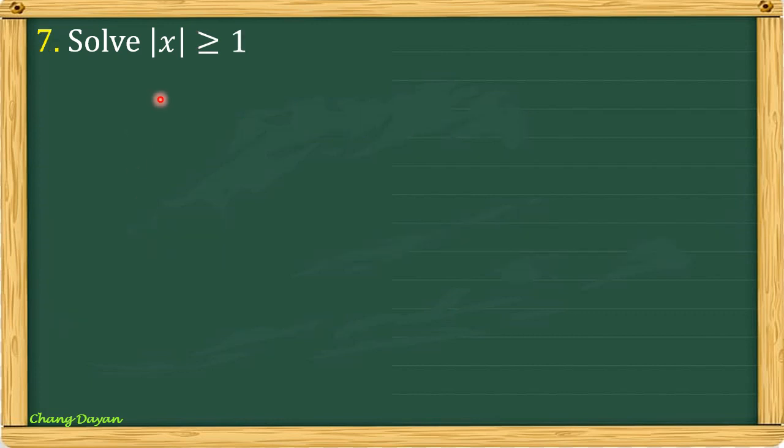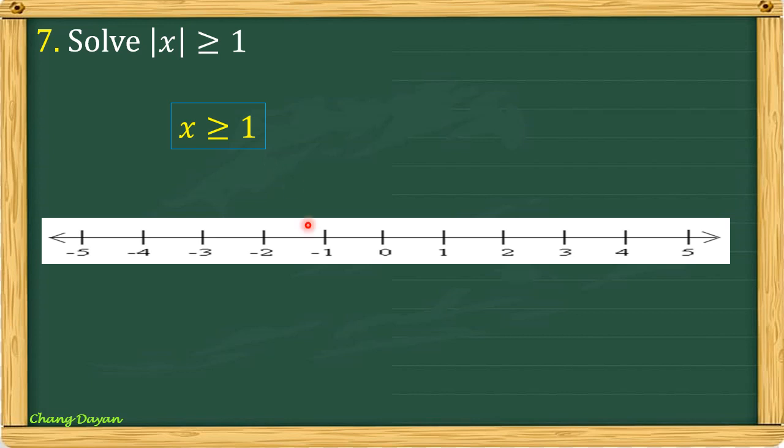Next, solve absolute value of x greater than or equal to 1. So, x is greater than or equal to 1. Let us plot the point here. And then, greater than or equal to 1, meaning pataas. So, mula sa 1, pataas or pakanan. Lahat ng numbers dito mula sa 1 ay magsasatisfy sa inequality.